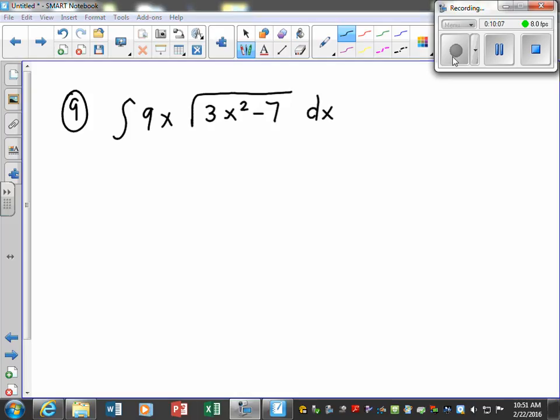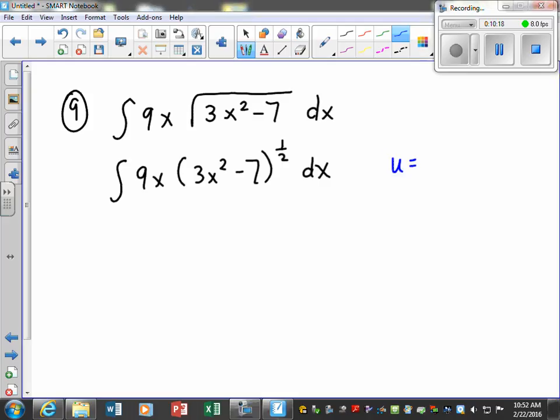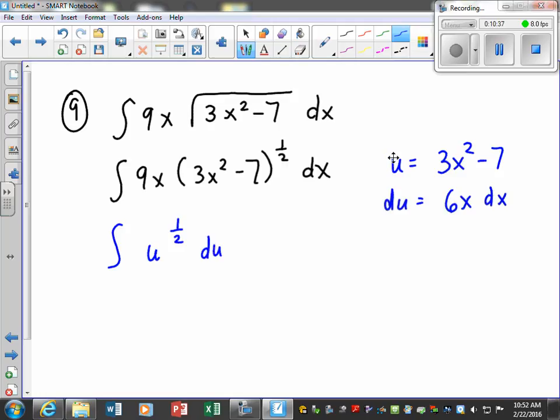Okay, once again, our first step is going to be a rewrite step. So rewrite this with an exponent. Okay, good. And we're going to choose our u to be 3x squared minus 7. So what's the derivative of u? 6x dx. Good. Now, when I rewrite this, I'm going to have u to the 1/2 du. Now, let's make sure everything's accounted for. So u to the 1/2 would be all of this. Du is going to be 6x dx.